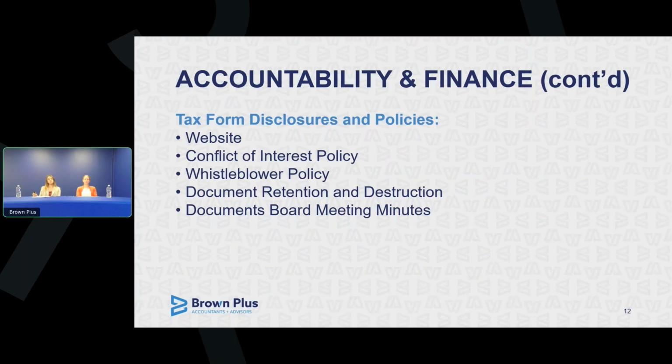They're going to look at tax form disclosures and policies. So they want to see that you have a website. They want to see that you have these 3 policies: a conflict of interest policy, a whistleblower policy, and a document retention and destruction policy. And these 3 policies, you don't need to attach them or anything. You just need to confirm the existence of them. And then they want to see that you're documenting your board meeting minutes. And again, that's a checkbox.